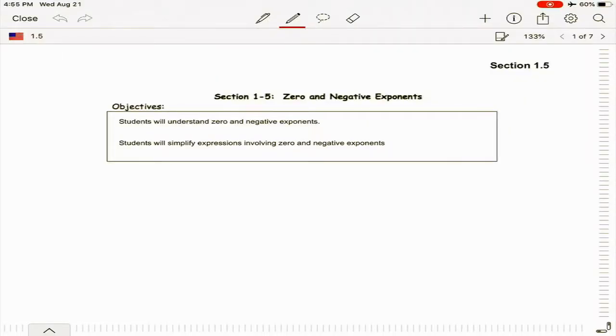In section 1.5, 0 and negative exponents, we're going to first go over what happens if your exponent is 0. And then we're going to go over what happens if your exponents are negative. So the objective: students will understand 0 and negative exponents. Students will simplify expressions involving 0 and negative exponents.